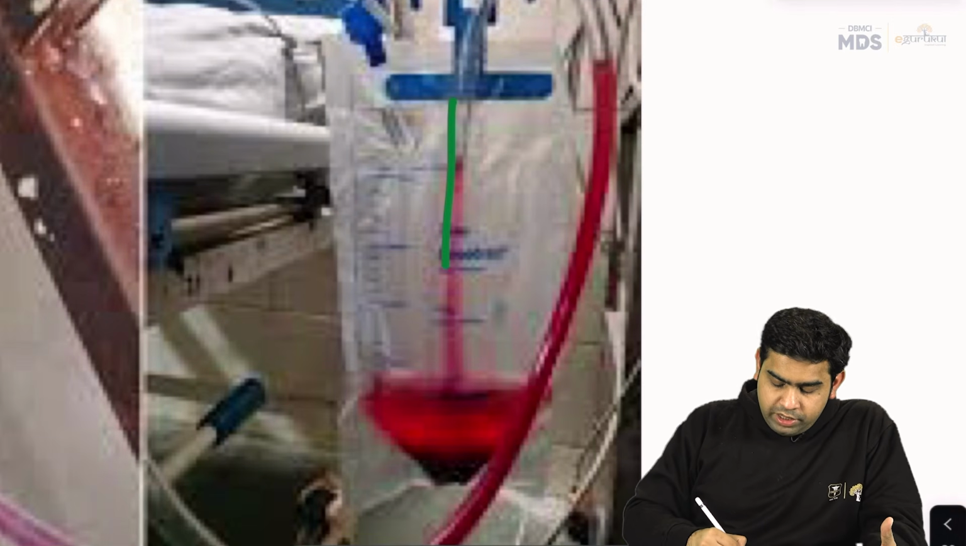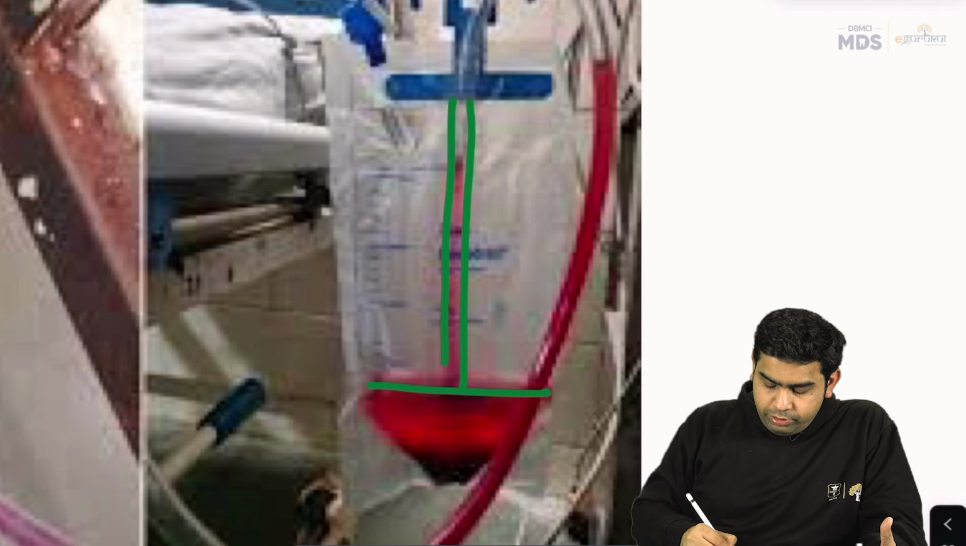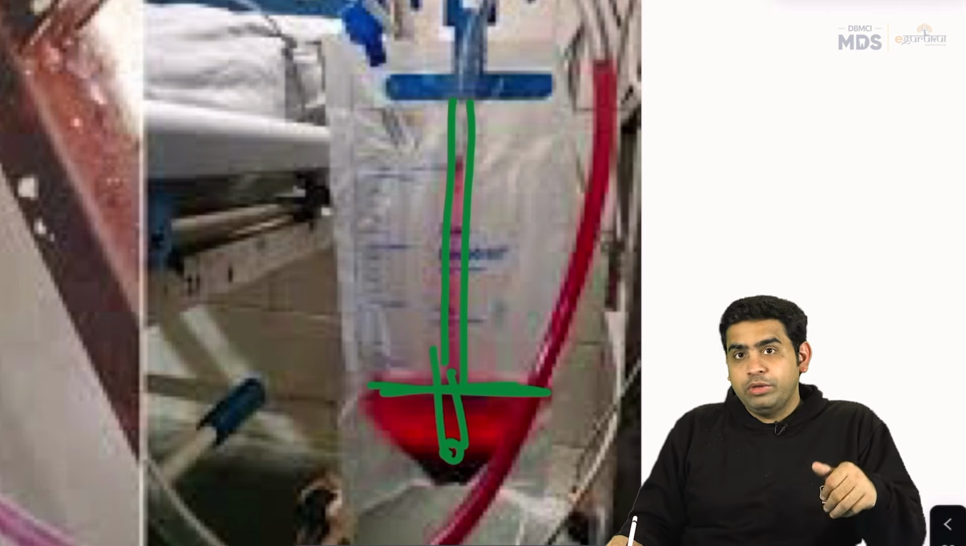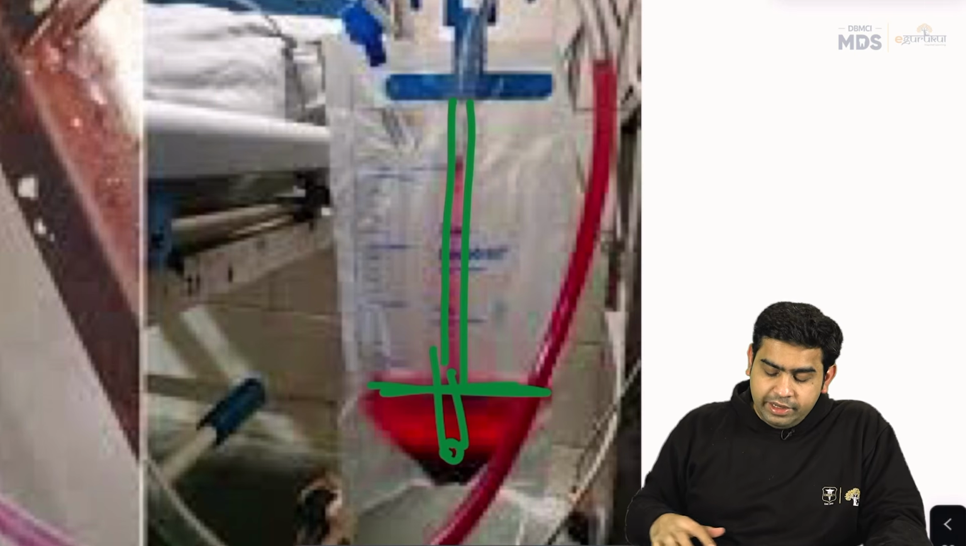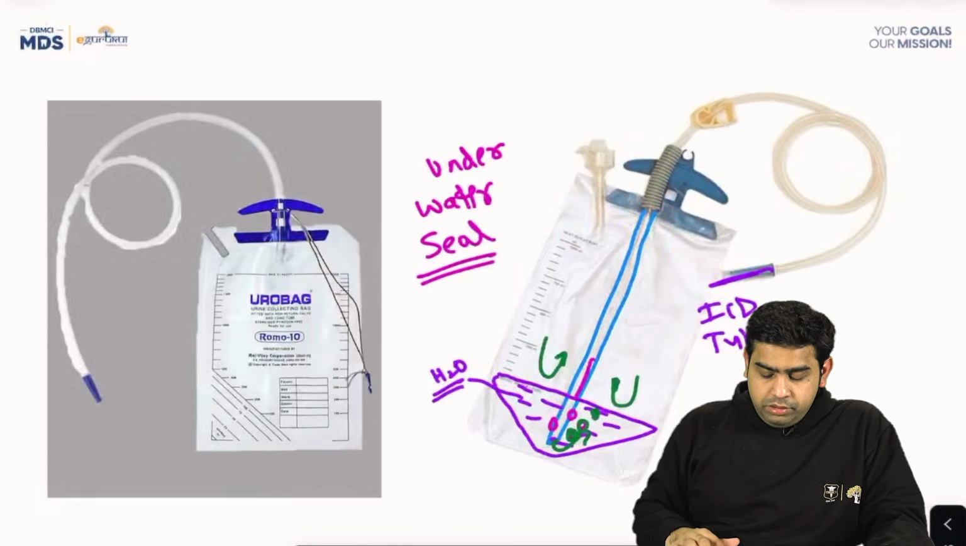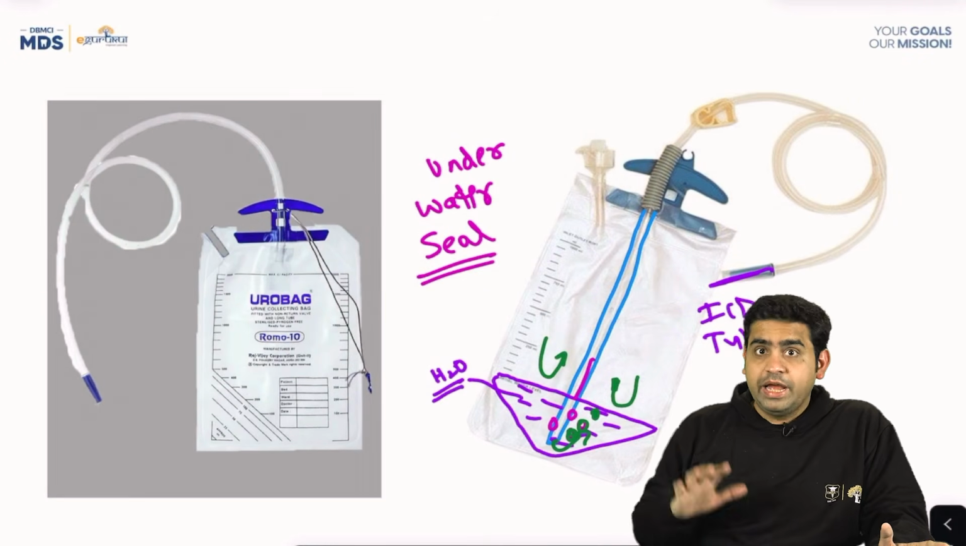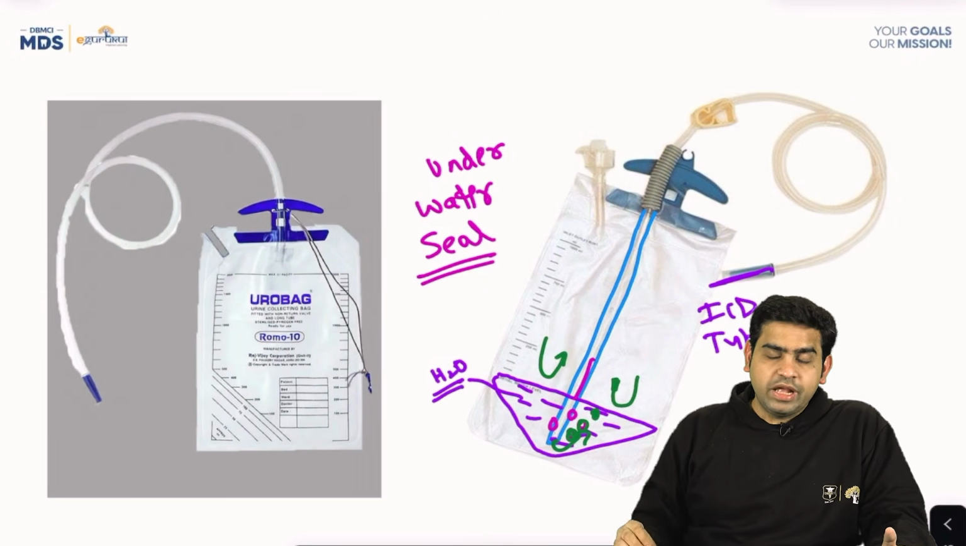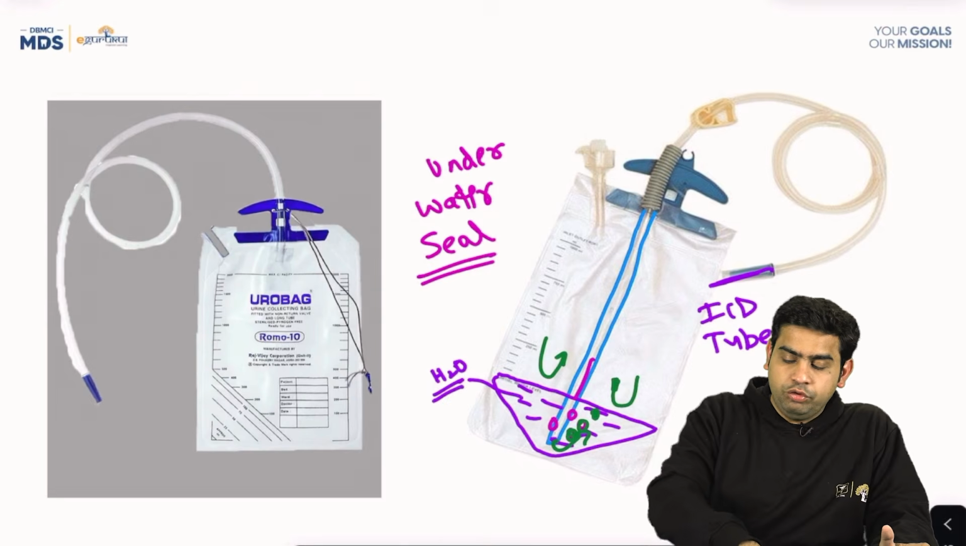What you can see over here, the tube is basically coming, and I hope you're able to appreciate this is the water, and the tube is basically going till below that particular water in order to create an underwater seal. Okay. So this is all about the Euro bag and the ICD bag and the ICD and the Foley's catheter, which I wish to convey to you.